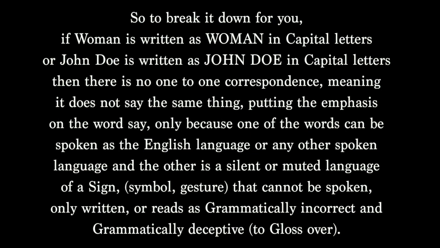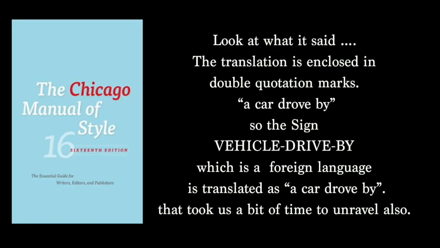Putting the emphasis on the word say, only because one of the words can be spoken as the English language or any other spoken language, and the other is a silent or muted language of a sign, symbol, gesture that cannot be spoken, only written, or reads as grammatically incorrect and grammatically deceptive to gloss over. Look at what it said. The translation is enclosed in double quotation marks. A car drove by. So the sign, which is a foreign language, is translated as a car drove by. That took us a bit of time to unravel also.